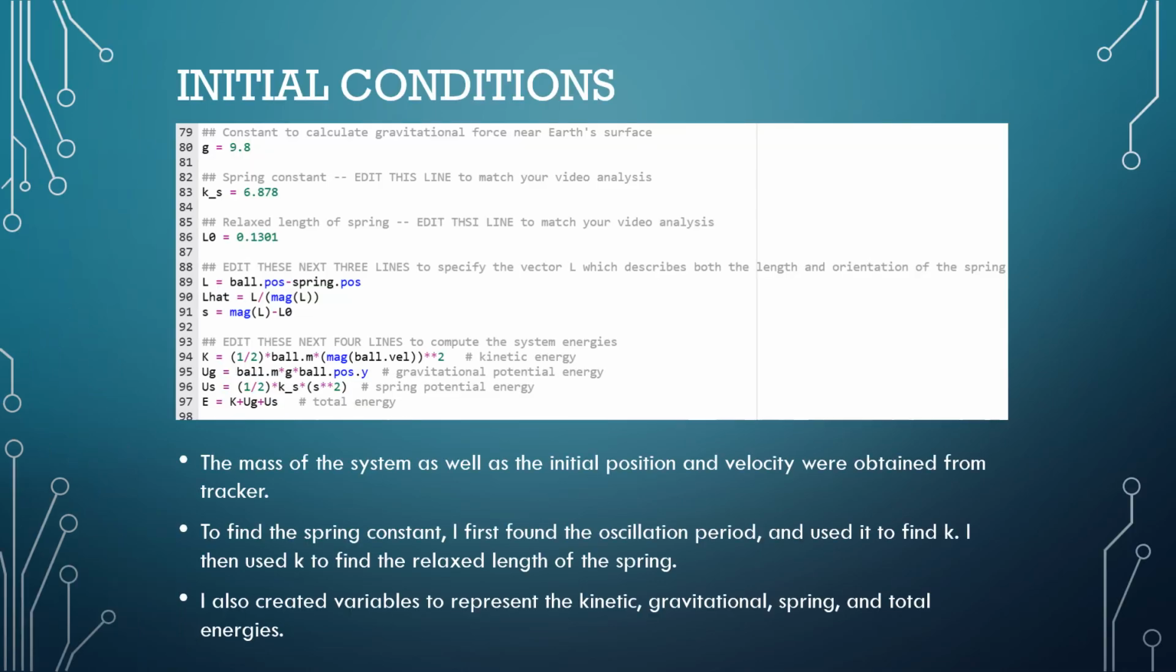So the mass of the system, as well as the initial position and velocity, were obtained from tracker, like I previously mentioned. And then to find the spring constant, I first found the oscillation period and used it to find k. I then used k to find the relaxed length of the spring. I also created variables to represent the kinetic, gravitational, spring, and total energies.